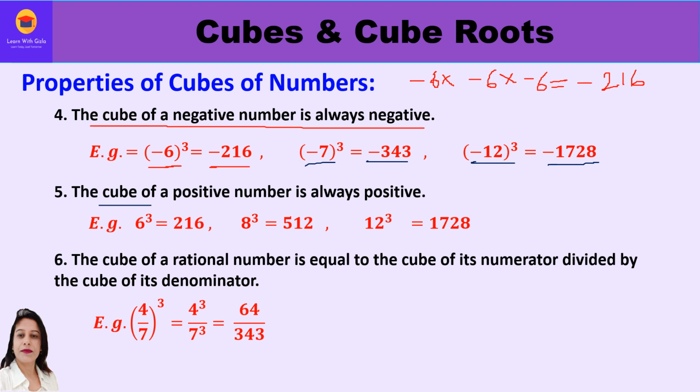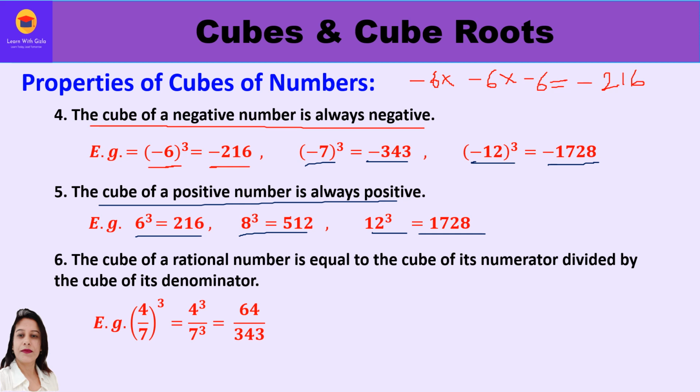Now cube of a positive number is always positive because we are multiplying plus sign 3 times. So 6 cube is 216, 8 cube is 512, 12 cube is 1728, right? So this is the fifth property.